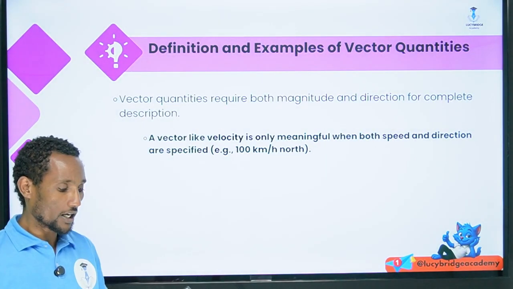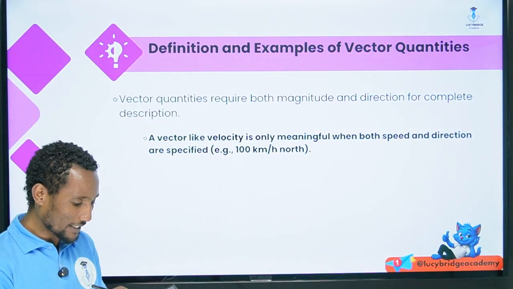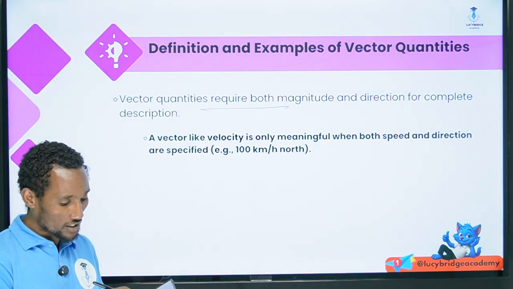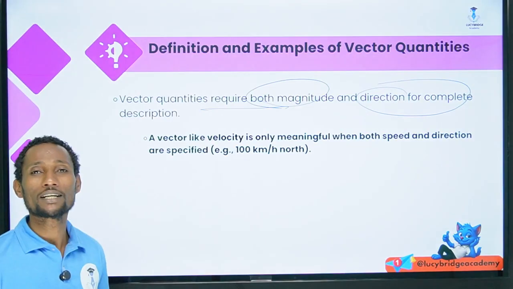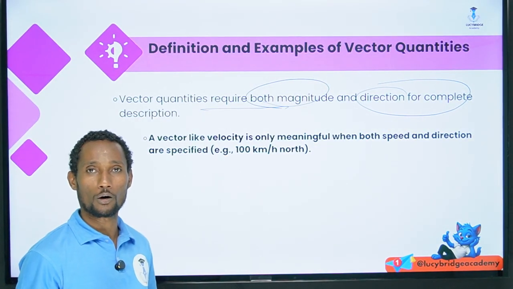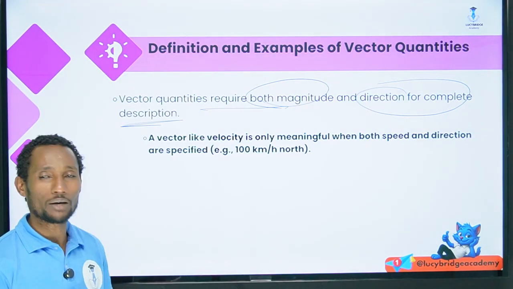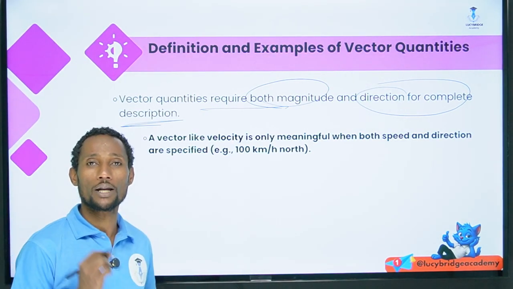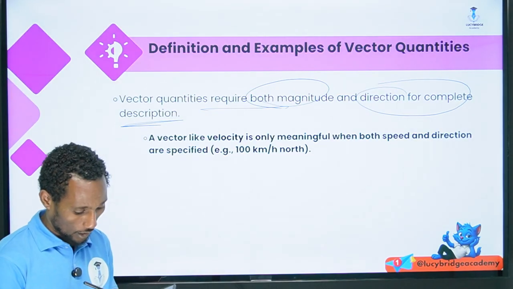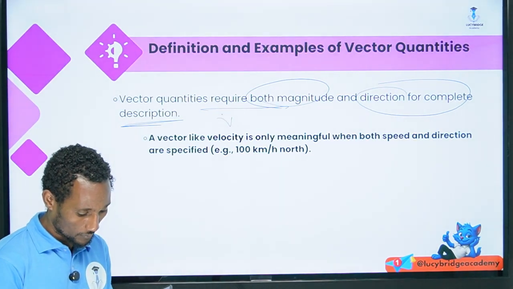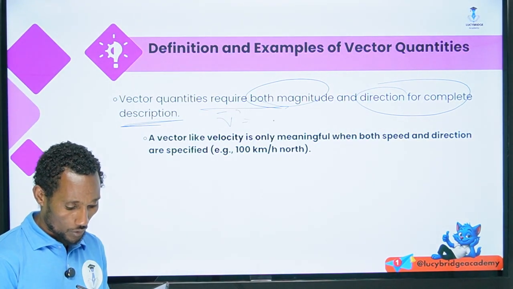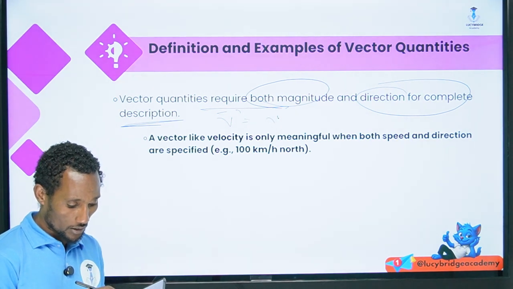Whereas vector quantities are the quantities which describe both magnitude and direction to have their quantity completely measured. The quantity which can be described by both magnitude and direction, for example, velocity. Here, the velocity has what? The speed with direction.